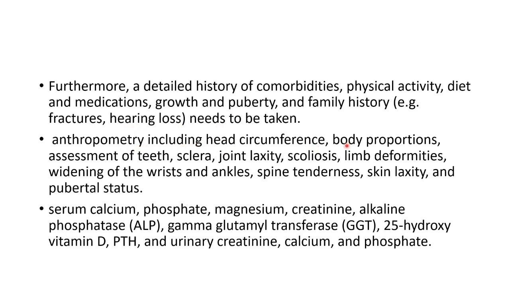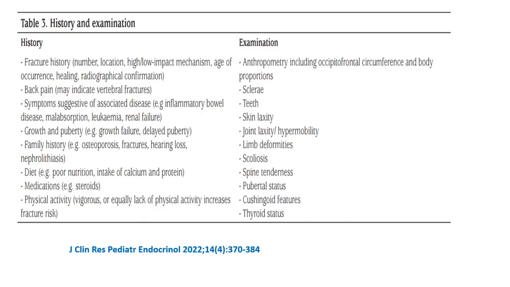Anthropometry, including head circumference, body proportions, assessment of teeth, sclera, joint laxity, scoliosis, limb deformities, widening of the wrist and ankles, spine tenderness, skin laxity, and pubertal status needs to be checked. Other parameters like serum calcium, phosphate, magnesium, creatinine, alkaline phosphatase, GGT, 25 hydroxy vitamin D, PTH, and urinary creatinine, calcium, and phosphate also need to be checked.